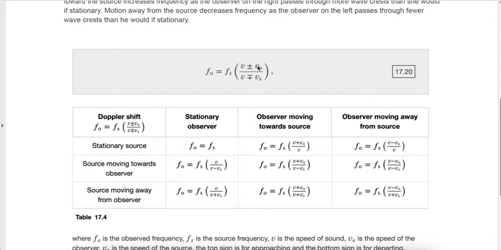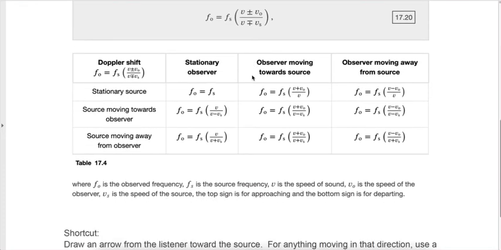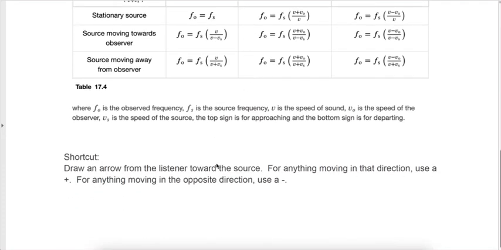If the listener is moving away from the source, opposite of that arrow we drew, we would use a minus. If the source is moving toward the listener, opposite of that arrow we drew, we would use the minus. Okay, and this will make more sense when we do some actual examples with pictures that I can show you.